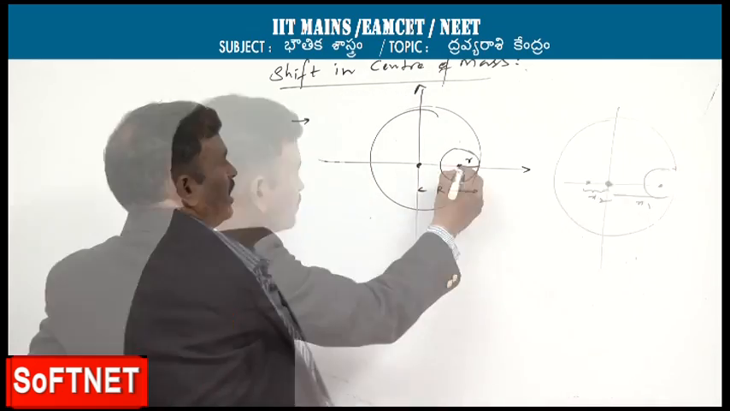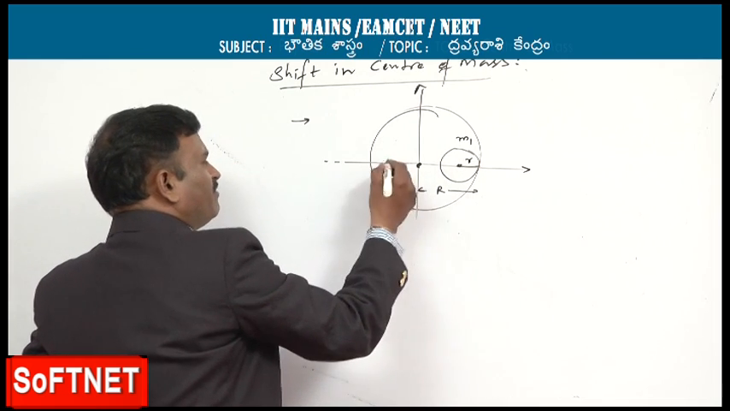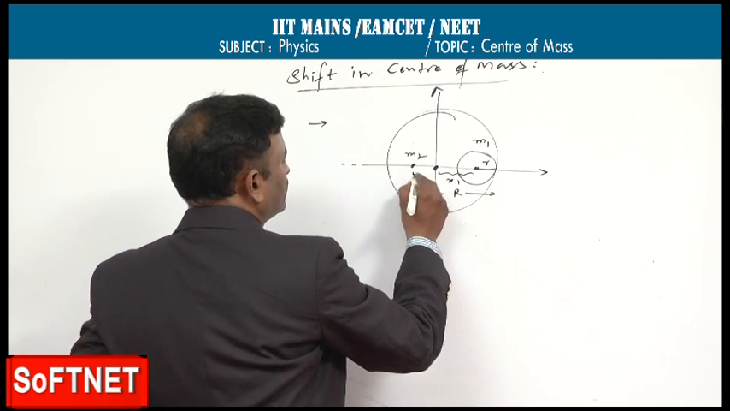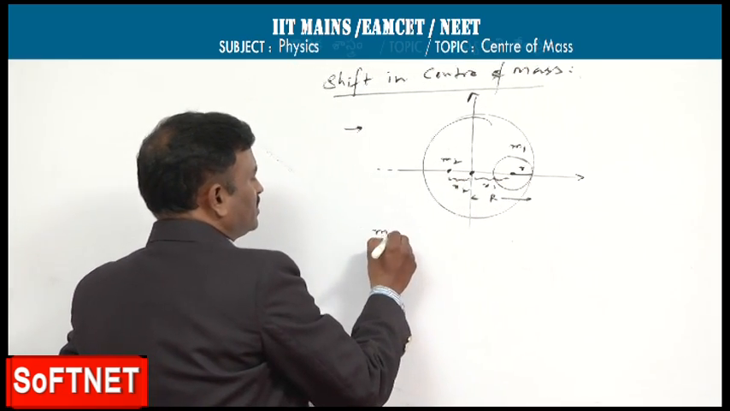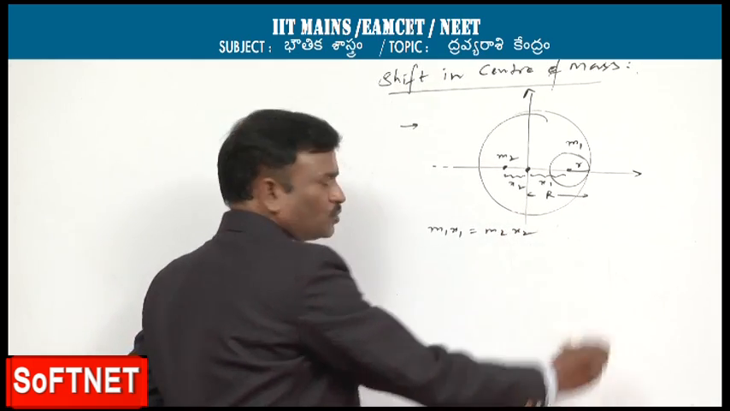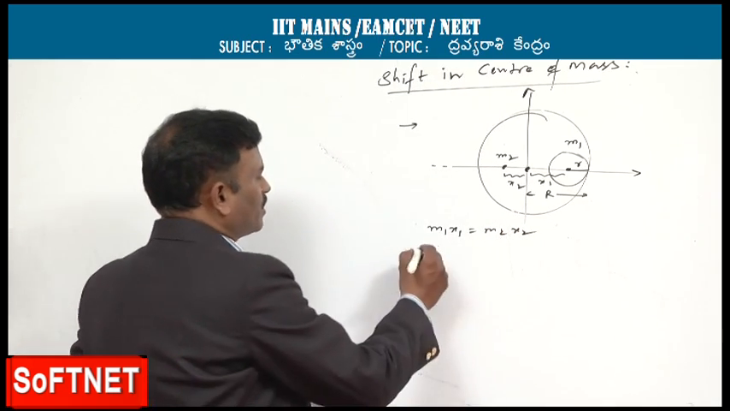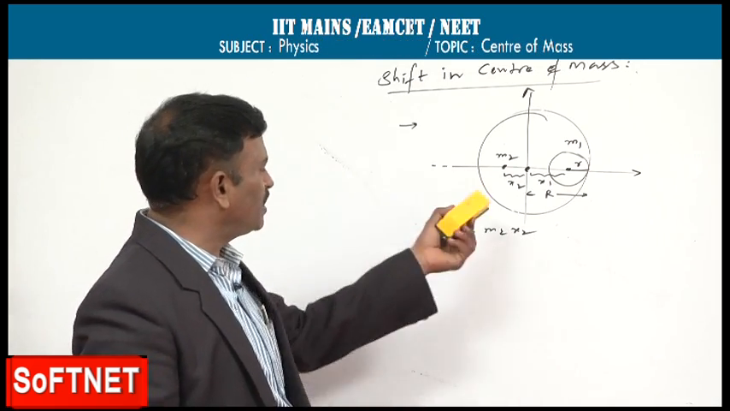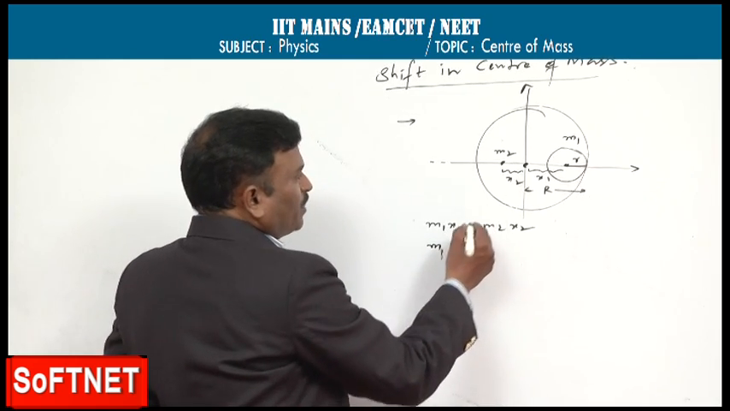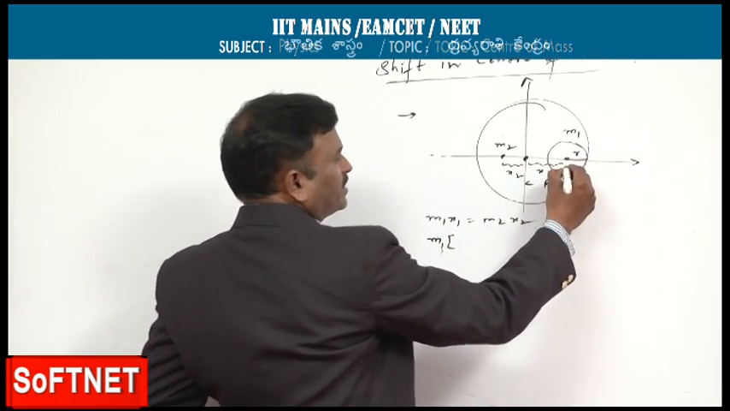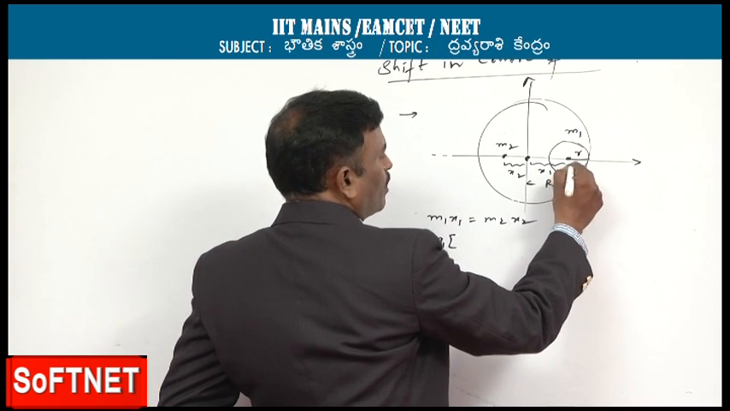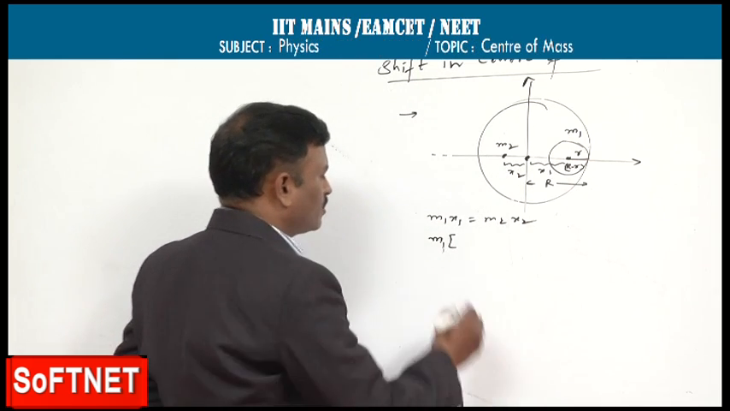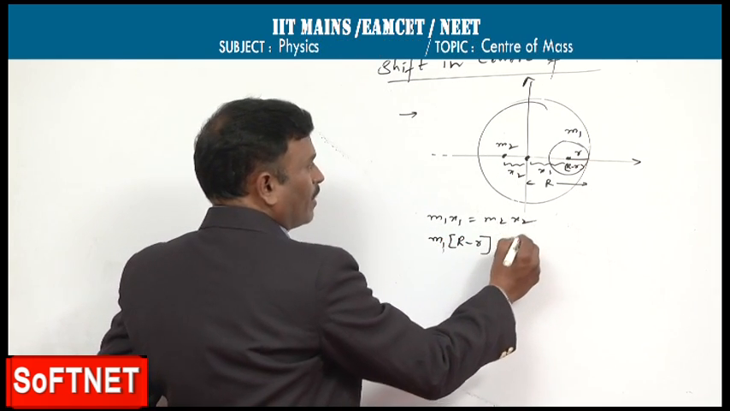Let us see. I will take the portion which is removed as m1, and the remaining mass as m2. Here is x1, and this is x2. The condition is m1 x1 should be equal to m2 x2 about the center of mass. m1 is the removed mass. The easy method: m1 r1 is equal to m2 r2 about the center of mass. Similarly, x1 is capital R minus small r. Total is R, this is small r, so this is obviously capital R minus small r.